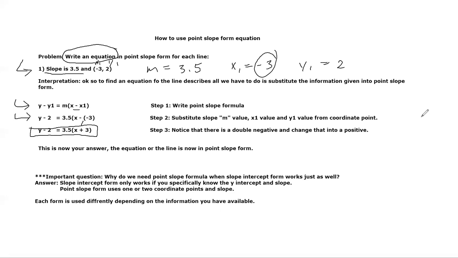That's it. So make sure you have this example written down. Over here, this is just me typing out what I said earlier, which is why do we need the point slope formula when we have slope intercept form? Well, again, if you specifically know what the y-intercept is, then by all means, just use the slope intercept form. For those of you who don't remember from last week, this was the equation you were using last week, and this is the equation that you're using now.